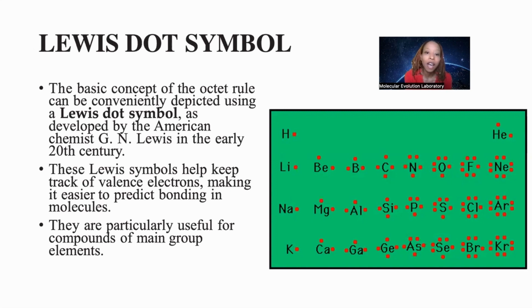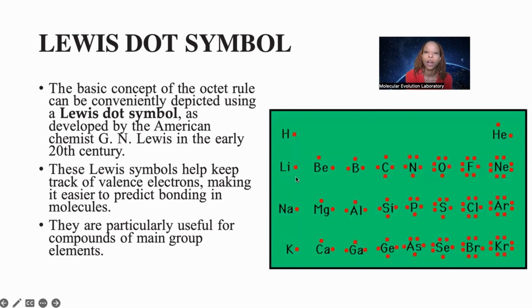The basic concept of the octet rule can be conveniently depicted using a Lewis dot symbol. The Lewis symbol helps to keep track of the valence electrons, making it easier to predict bonding in molecules. They are particularly useful for compounds of main group elements. So, as we said before, hydrogen has 1 valence electron. It does not satisfy the octet rule. Helium has 2 electrons. It would ideally have to pair with 6 electrons to satisfy the octet rule.